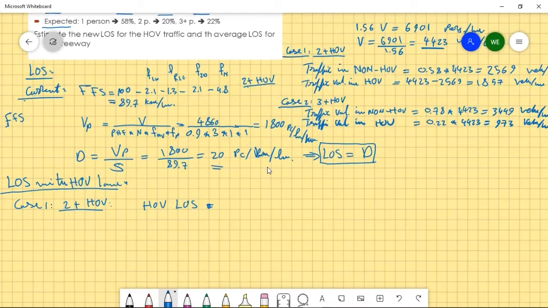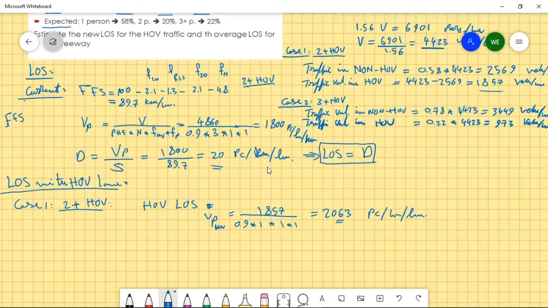So the level of service, the VB in this case, VB for the HOV equals 1857 divided by 0.9, multiply 1, multiply 1. So basically we will have here 1857 divided by 0.9. Okay, so it's going to be 2630 passenger car per hour per lane, and that's the volume if we apply the 2 plus HOV lane.